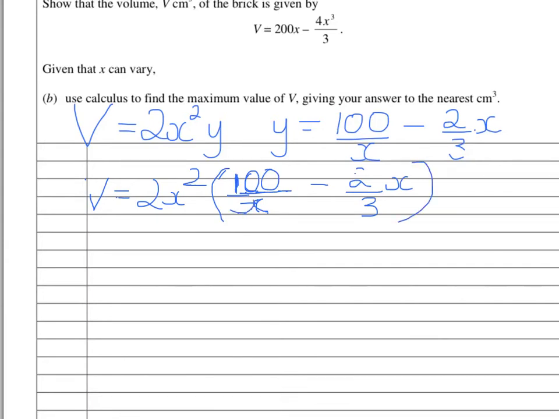And then multiplying out, I get 200 x squared divided by x, so 200x, and then minus 2 times 2, 4 over 3, and then x squared times x, x cubed. And that is what we had up here, so that must be correct.